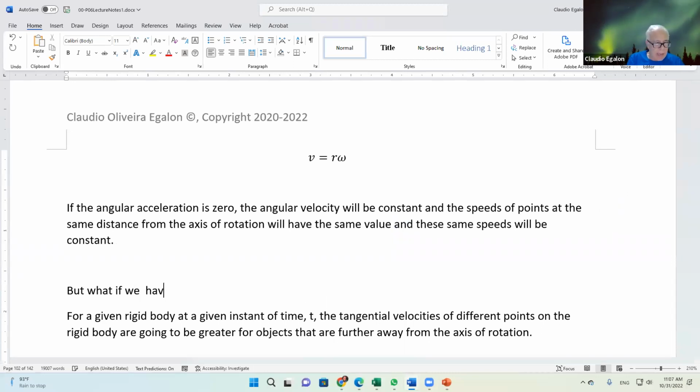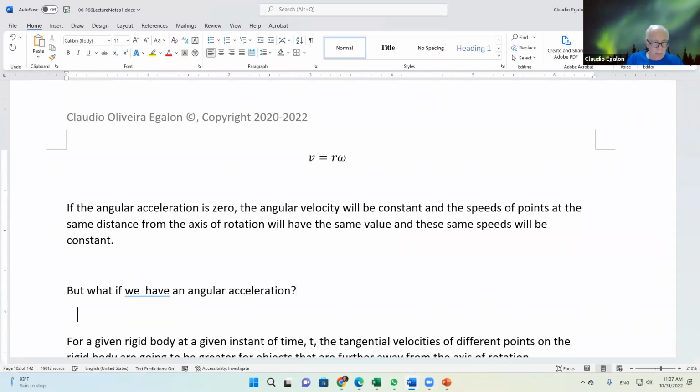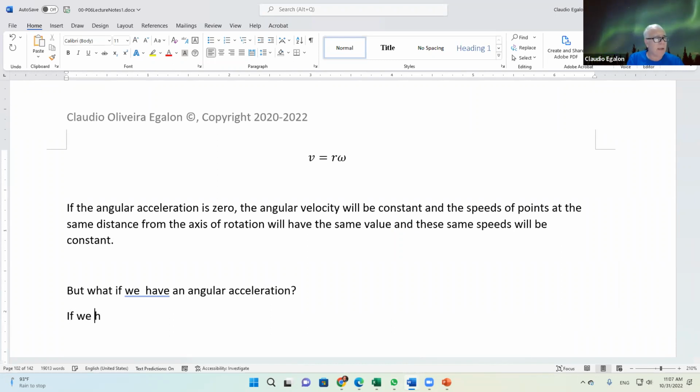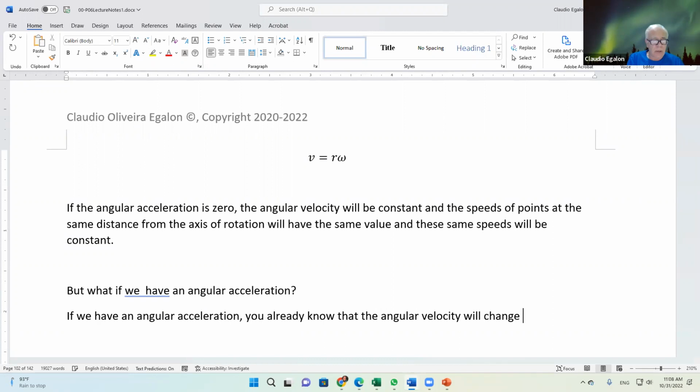But what if we have an angular acceleration? You already know that the angular velocity will change in time, okay? But let's not forget, even though it changes in time, angular velocity will not change in space at a given instant of time. At a given instant of time, the angular velocity will be the same throughout the rigid body.